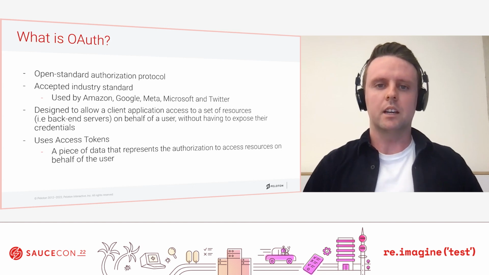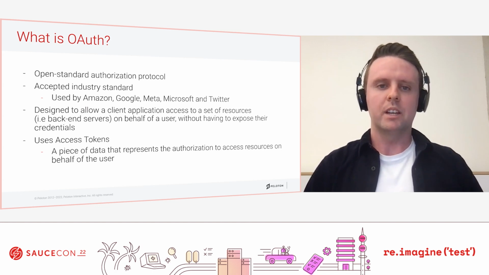The first topic I would like to discuss is, what is OAuth? For those who are not familiar with it, OAuth is an open standard authorization protocol. It is the accepted industry standard mechanism used by the likes of Amazon, Google, Meta, Microsoft, and Twitter. It is designed to allow a client application access to a set of resources, for example, backend servers, on behalf of a user without having to expose their credentials. In order to allow a client application access to a set of resources, OAuth uses something called access tokens. Access tokens are a piece of data that represents the authorization to access resources on behalf of the user.